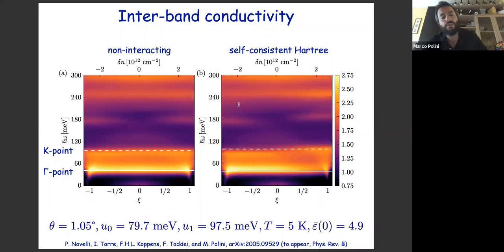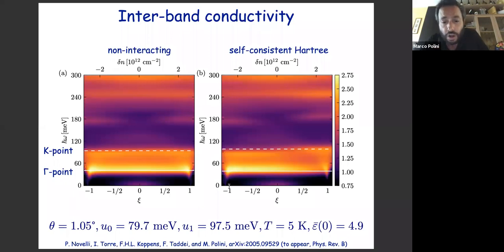However, I'd like to go to the main results, since I don't want to take a lot of time from you. Okay, so here I'm plotting the results for the real part of the conductivity as a function of frequency and as a function of filling factor. The other parameters have been fixed. So this particular slide is for U0 smaller than U1 and theta being 1.05 degrees.